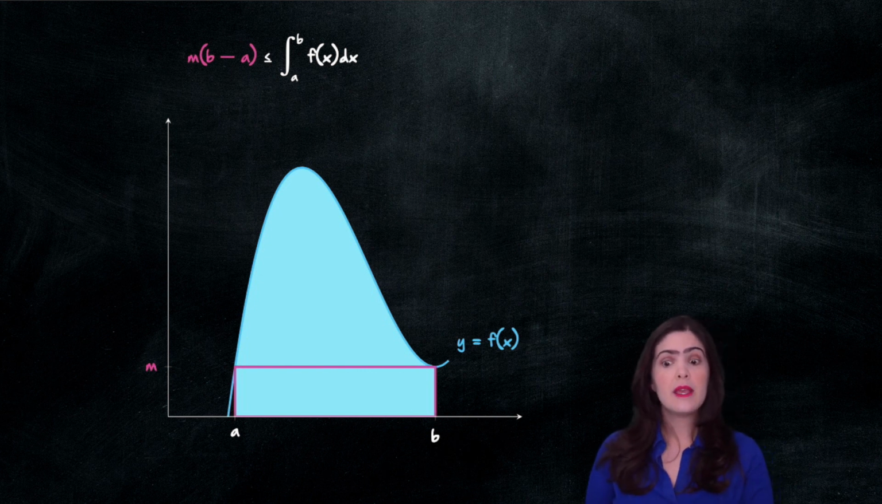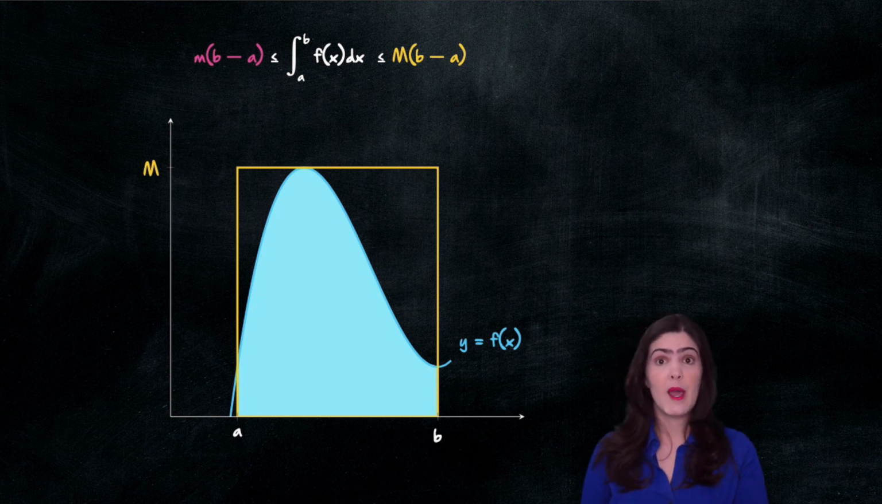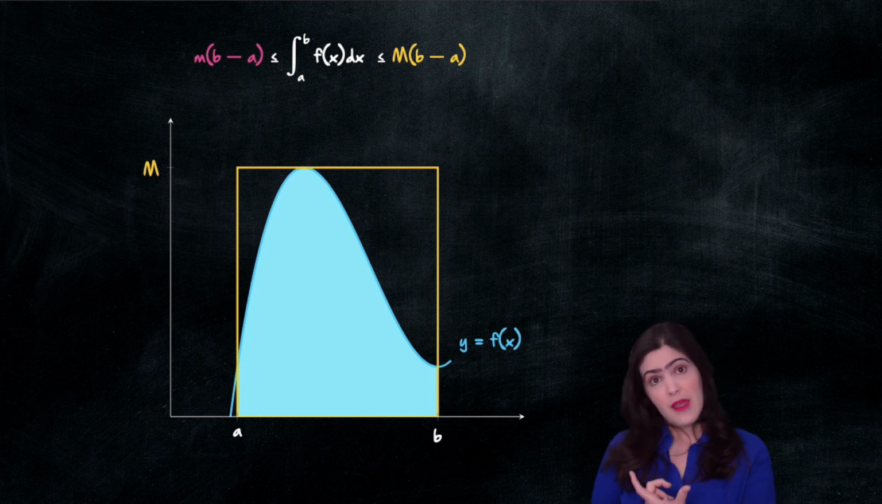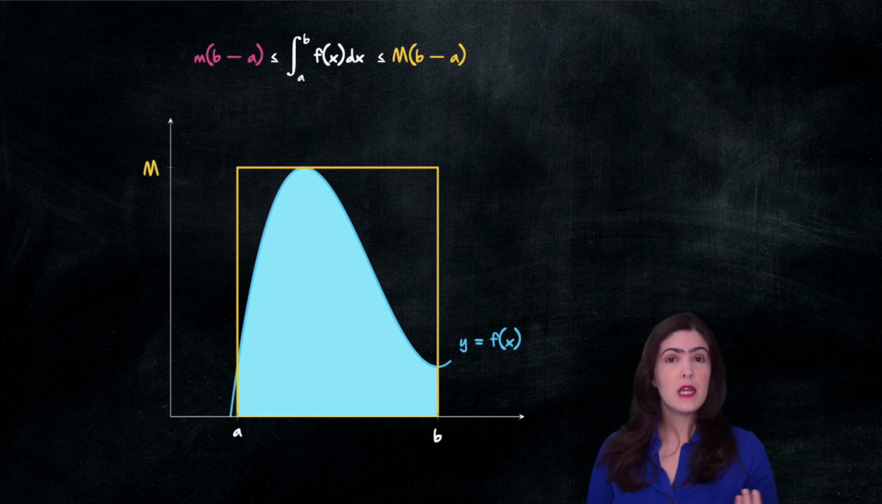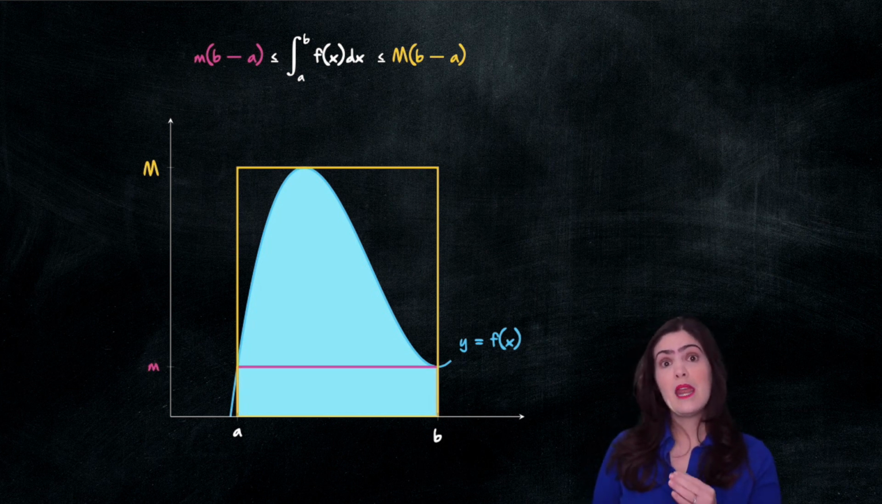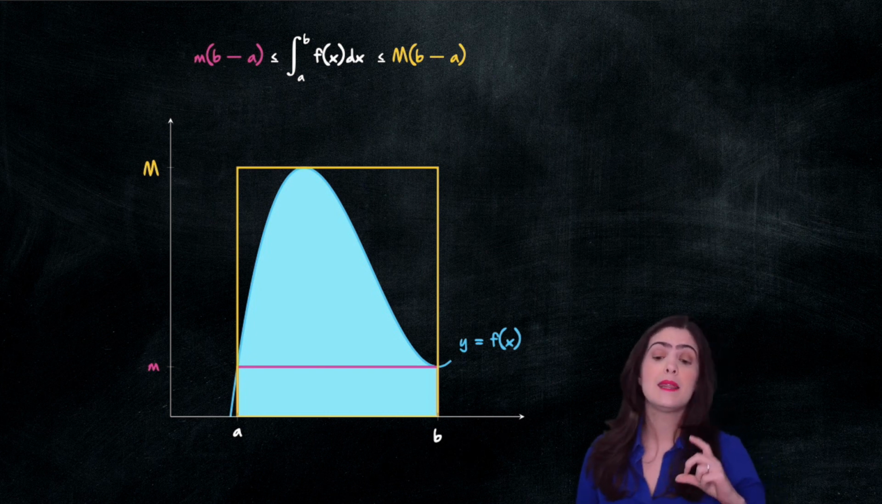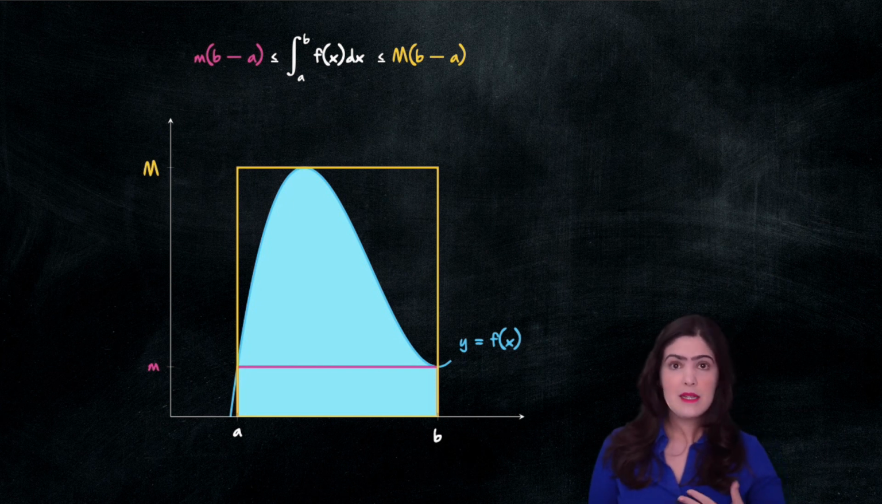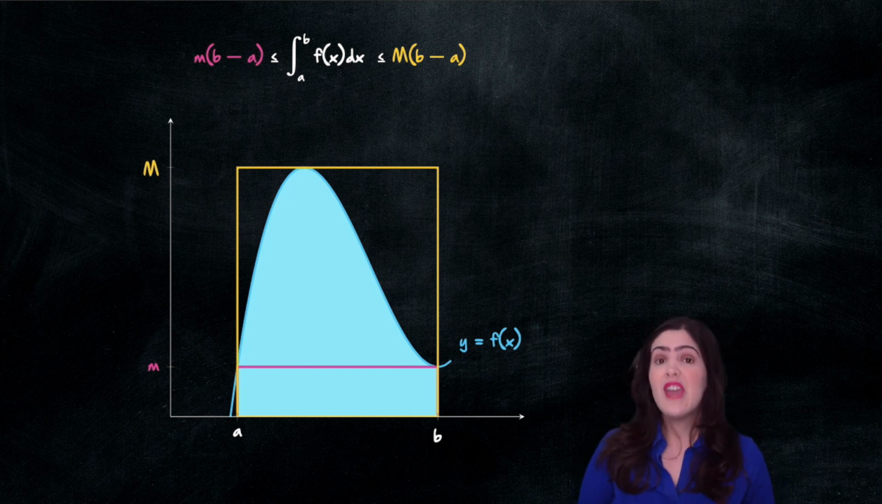Good. But now I can also overestimate the area by a rectangle that entirely contains my shaded region. So if the height is big M and the width is again b minus a, then I know that the area of the yellow rectangle is just M times b minus a. And then the area of my shaded region is in between the area of the pink rectangle and the yellow rectangle. Okay. Here we are underestimating and overestimating the area, but this approximation is not very good.